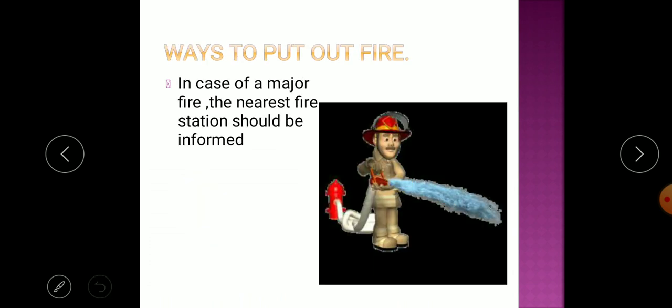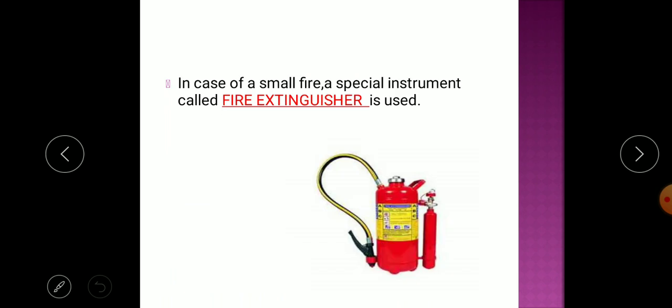Children, now coming to the next topic, ways to put out fire. If it is a major fire, what are you supposed to do? Call the nearest fire station. What will happen? The firefighters will come and they will use water to put out the fire. But if it is a small fire, you need not call the fire station. You can use a fire extinguisher available at homes. If not, you can use sand. Children, I think you might have seen this fire extinguisher in your school, in hospitals. So this is used in case of a small fire.